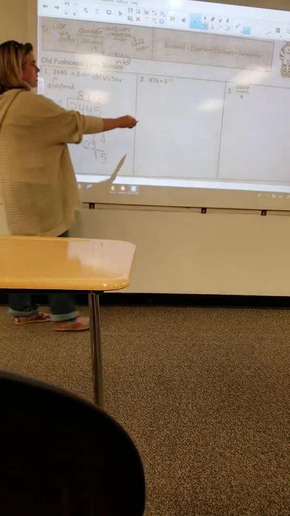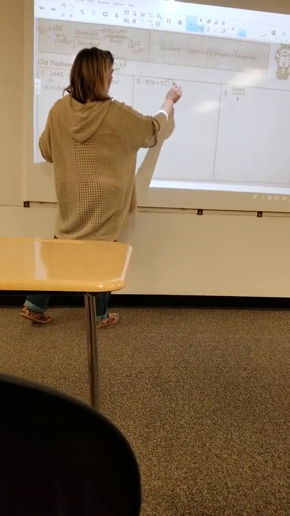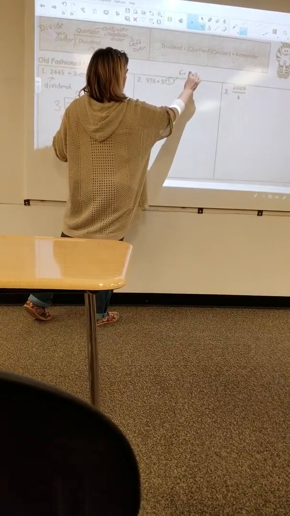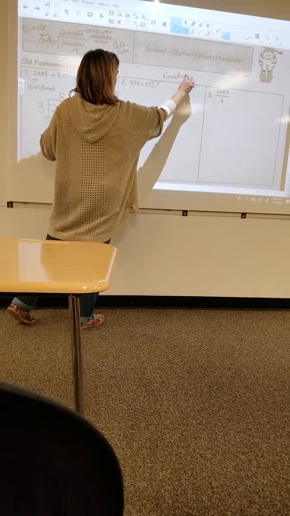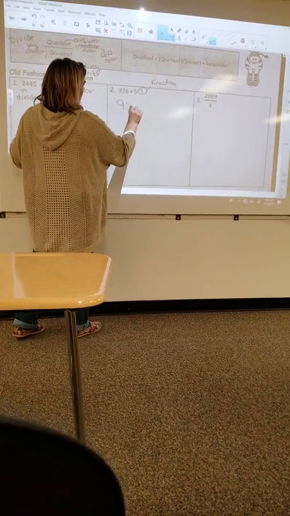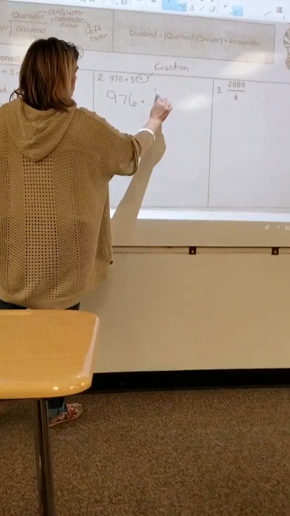If there is a negative here, that turns it into a fraction. So you have 976 times 1 over 5.